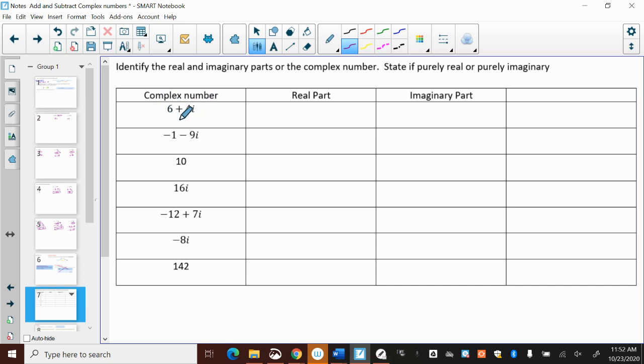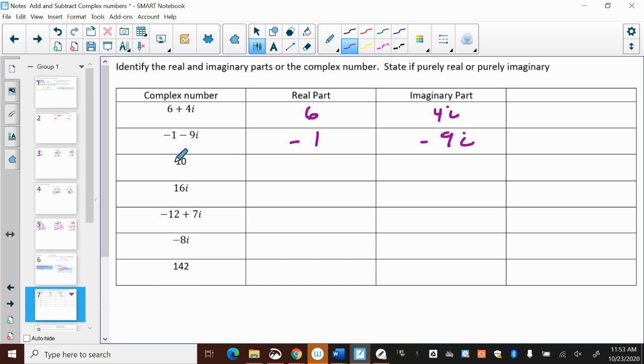So here's a complex number, 6 plus 4i. The real part is 6. The imaginary part is 4i. And this is a complex number. It's not purely real or purely imaginary. Over here, we also have a real part, -1. The imaginary part has the i.